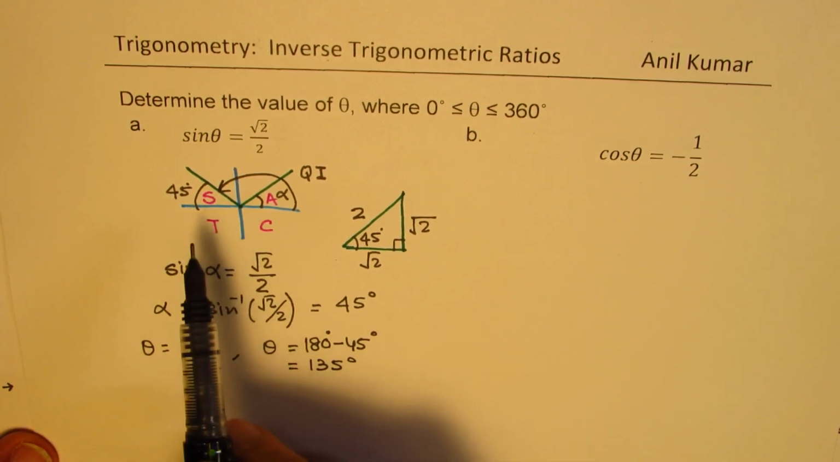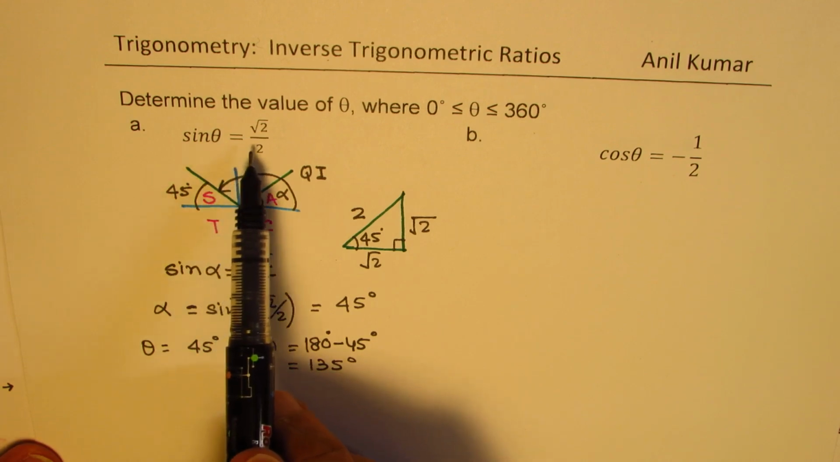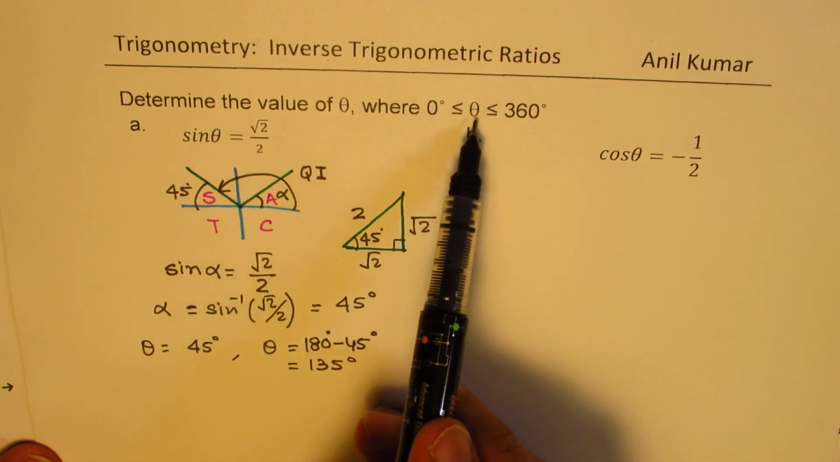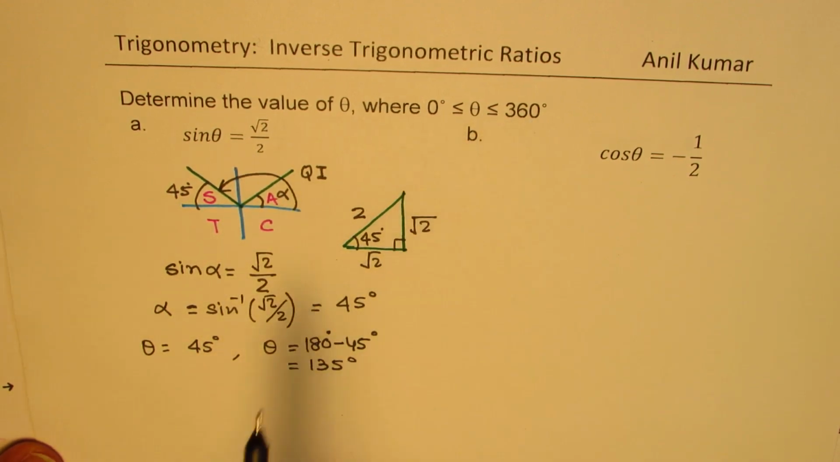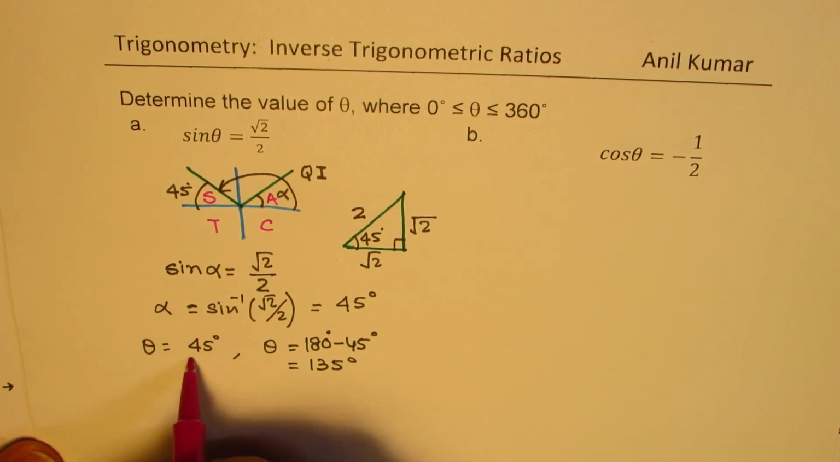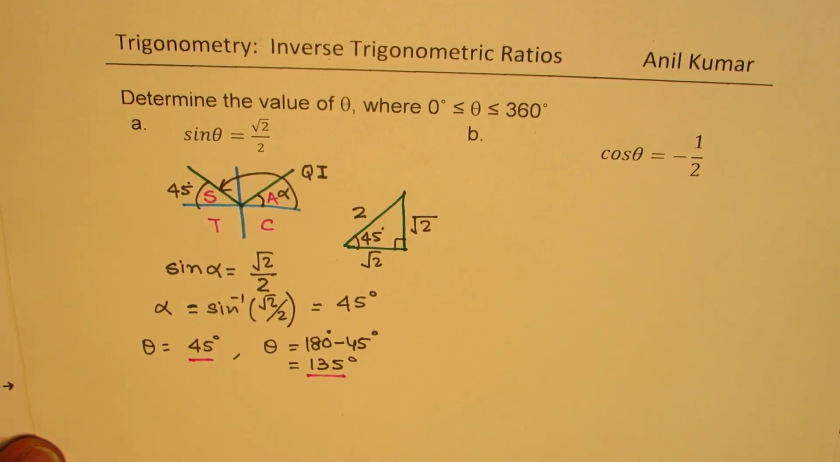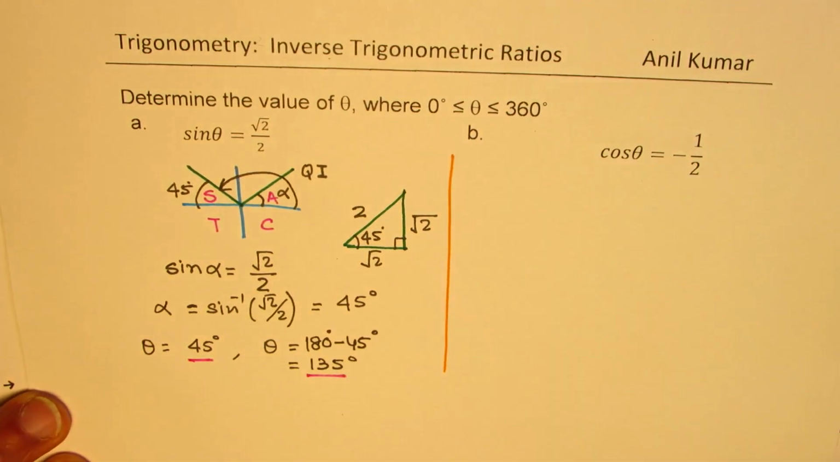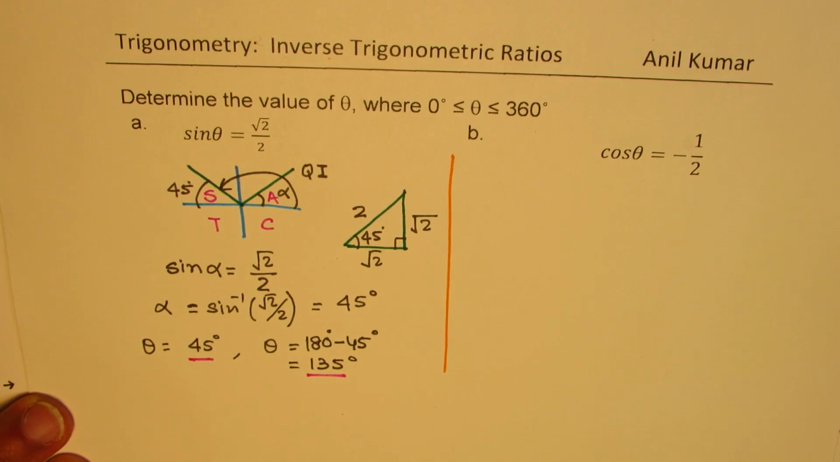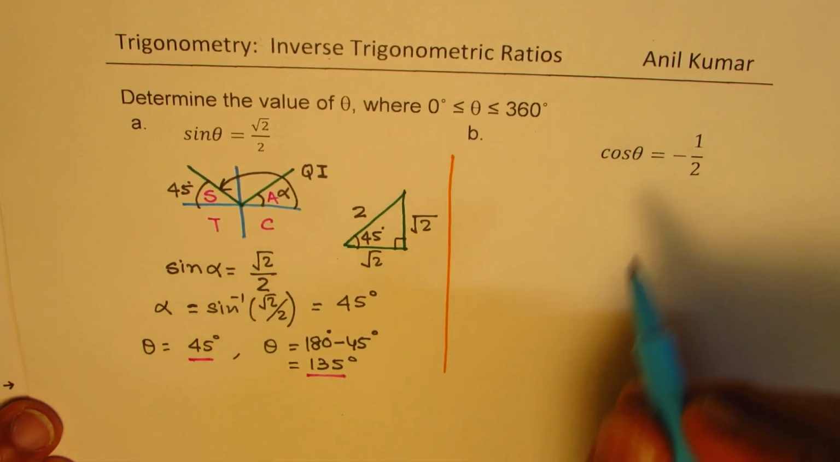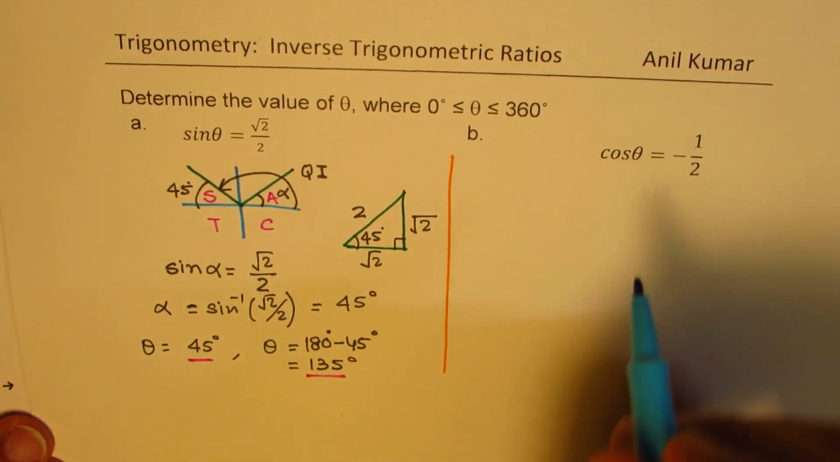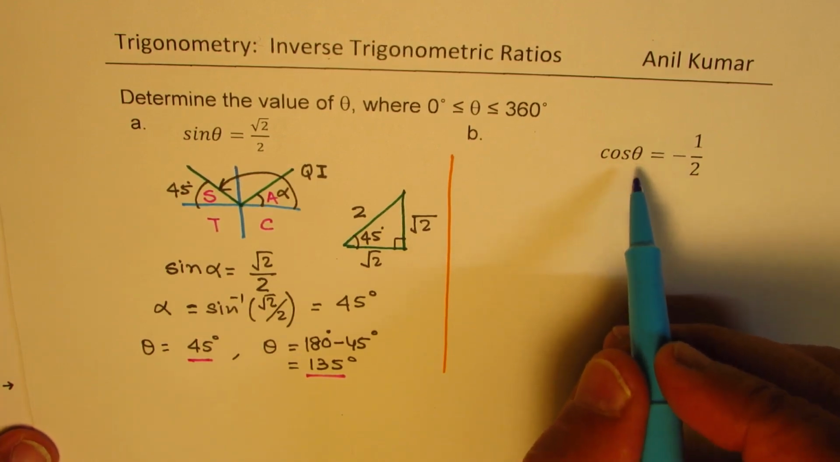So we have two solutions for sine theta equals square root 2 over 2 when theta is between 0 and 360 degrees, and the two solutions are theta equals 45 degrees and theta equals 135 degrees. So I hope the steps are absolutely clear. We are going to repeat these steps 6 times, and I hope by that time you will be a master in working out the solution for theta.